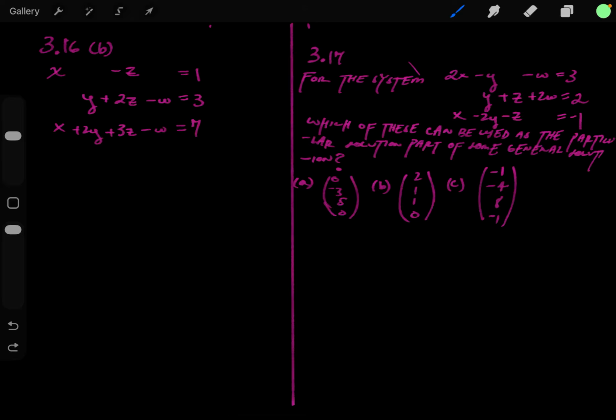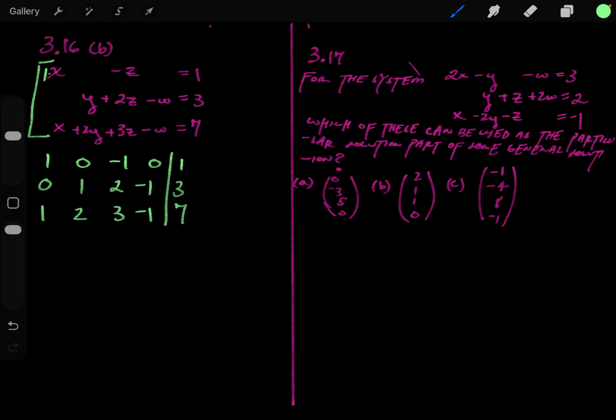All right, so for 3.16b, the instructions read: solve each system giving the solution set in vector notation. Identify a particular solution and the solution of the homogeneous system. So here is the system. You want to first write it in matrix notation. So you got this here, right? 1 is the coefficient here, 0 y's, negative 1 z, and then 0 w's, so forth, 0, 1, 2, negative 1, 3, and then 1, 2, 3, negative 1, 7.